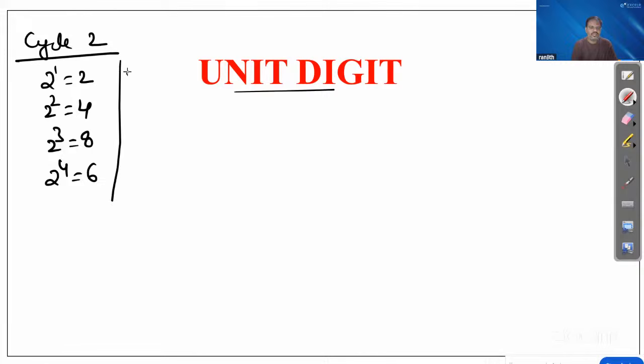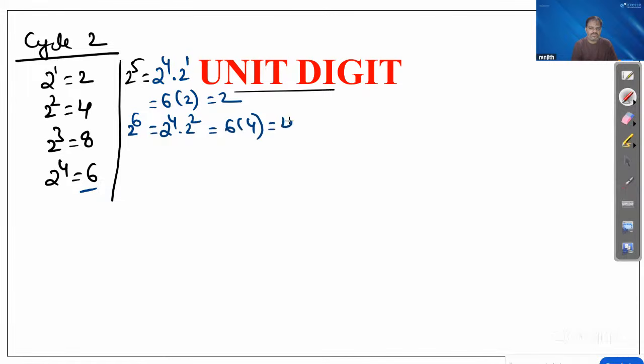Next, 2 power 5. What is the units place of 2 power 5? 2 power 5 can be written as 2 power 4 into 2 power 1, where 2 power 4 is 6. 6 into 2 will be equal to 2. Next, 2 power 6 can be written as 2 power 4 into 2 square. So that is 6 into 4 will be equal to 4. Next, 2 power 7 is 8. 2 power 8 is 6.